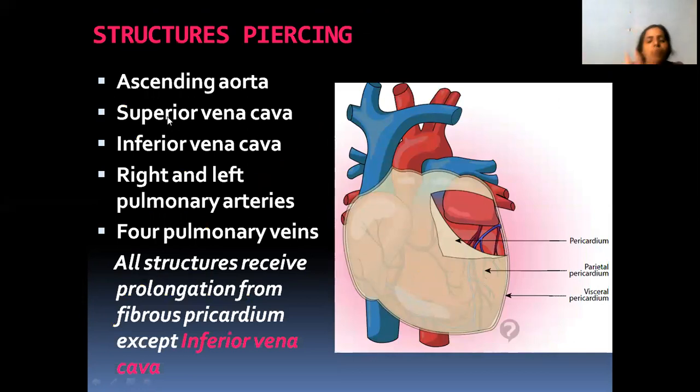Okay, then structures piercing this pericardium. If you remember the four chambers of the heart and the structures coming from them, only those. Aorta comes from the left ventricle, superior vena cava opens in the right atrium, inferior vena cava also opens in the right atrium. Then we have the right and left pulmonary arteries. Okay, which chamber are they coming from? From the right ventricle. All these structures receive coverings of pericardium. Okay, they receive prolongations of pericardium.